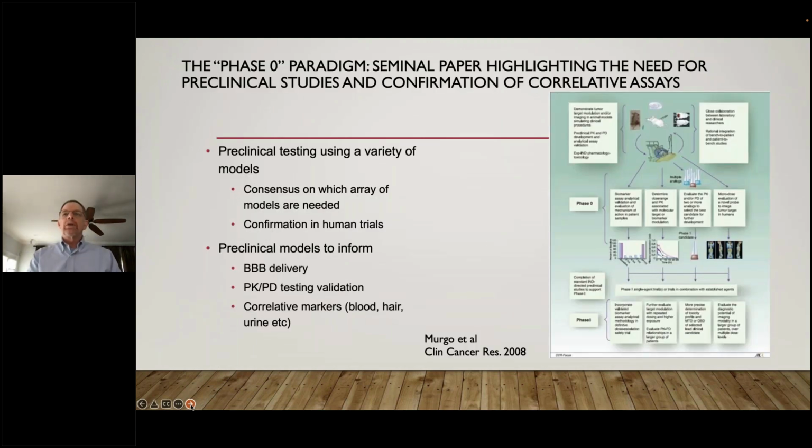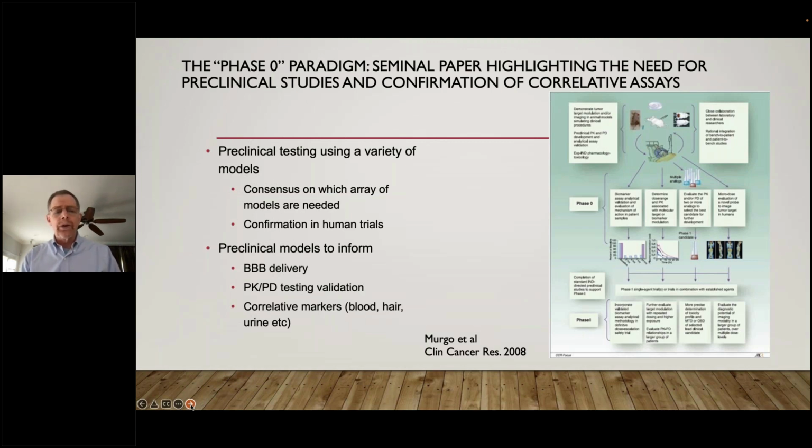So we are focusing here on the phase 0 paradigm. I wanted to point out what I consider to be the seminal paper published by Murgo and colleagues, including James Doroshow, who really pioneered this work. This is in Clinical Cancer Research in 2008, and that little snapshot is, I think, one of the key figures.